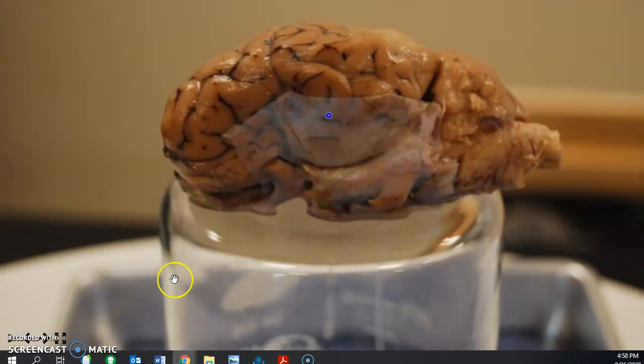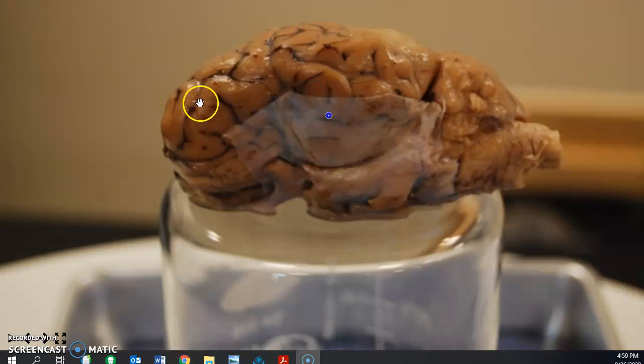We could also see some of the cranial nerves, which we'll learn in a future lab. The olfactory nerve is right there. That's the optic nerve. That's the trigeminal nerve. So the brain is made up of 5 lobes. 4 of them can be viewed here.